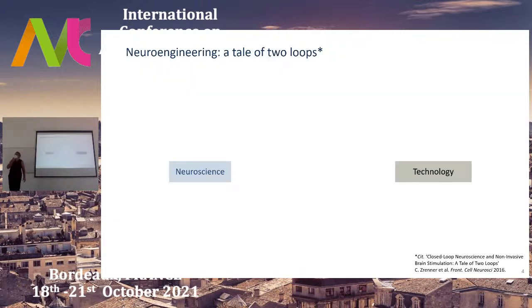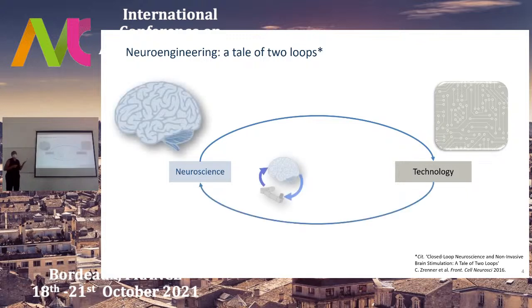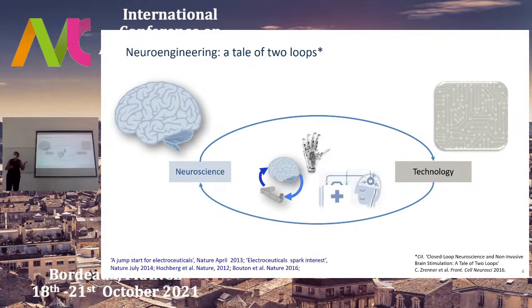And actually, this solution can be provided by neuroengineering, which I like to define as a tale of two loops. From one side, there is neuroscience, which poses questions, and technology, which poses solutions to these questions. But there is also another part of the story. Technology can provide new devices that can interact with the brain, in order to develop fantastic new technologies like brain-machine interfaces, neuroprosthetics, or electroceutical solutions. It means that we can use electrical stimulation in order to treat specific brain pathologies.